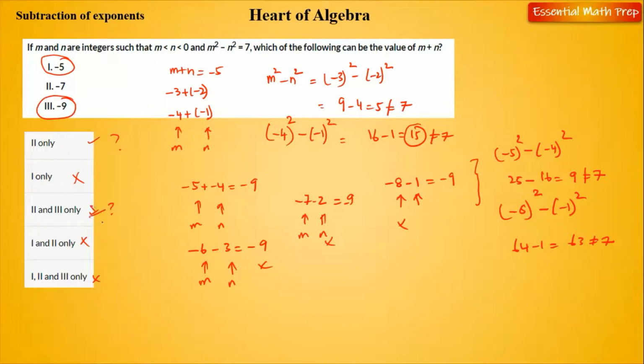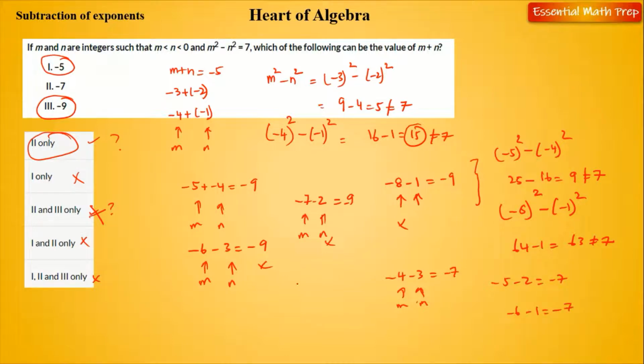That leaves you with 2 as the king. Let's choose -7. What are the ways we can get -7? We can do -4 and -3. This is m, this is n. We can do -5 and -2, which is -7. We can do -6 and -1, which is -7, right?